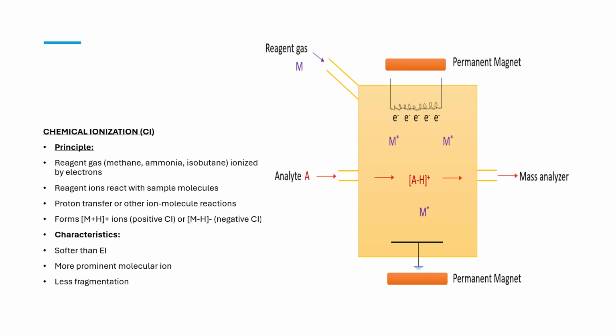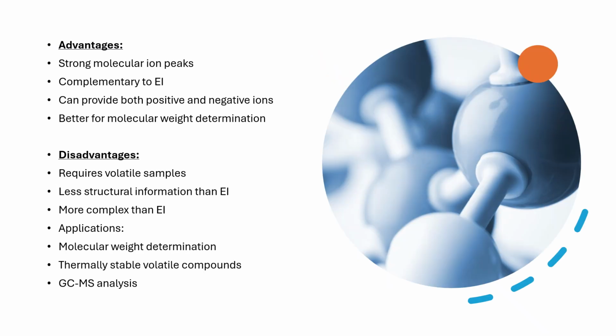Now this chemical ionization is softer than electron ionization. So you get much more prominent molecular ion peaks and less fragmentation. This makes it really useful for determining molecular weights, especially when electron ionization gives you too much fragmentation to see the molecular ion. Chemical ionization is complementary to electron ionization. You can use both on the same sample to get different information. Electron ionization gives you structural details through fragmentation, and chemical ionization confirms your molecular weight.